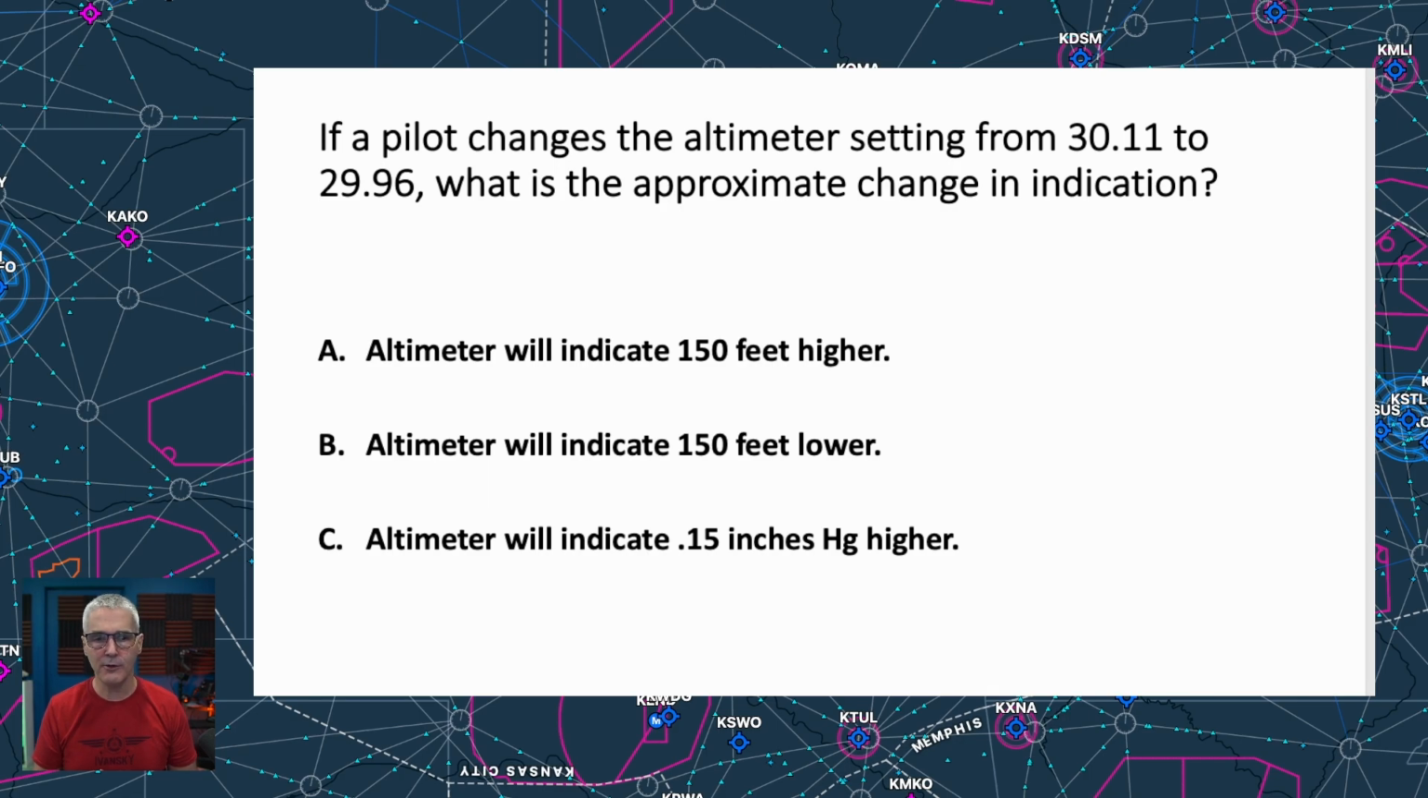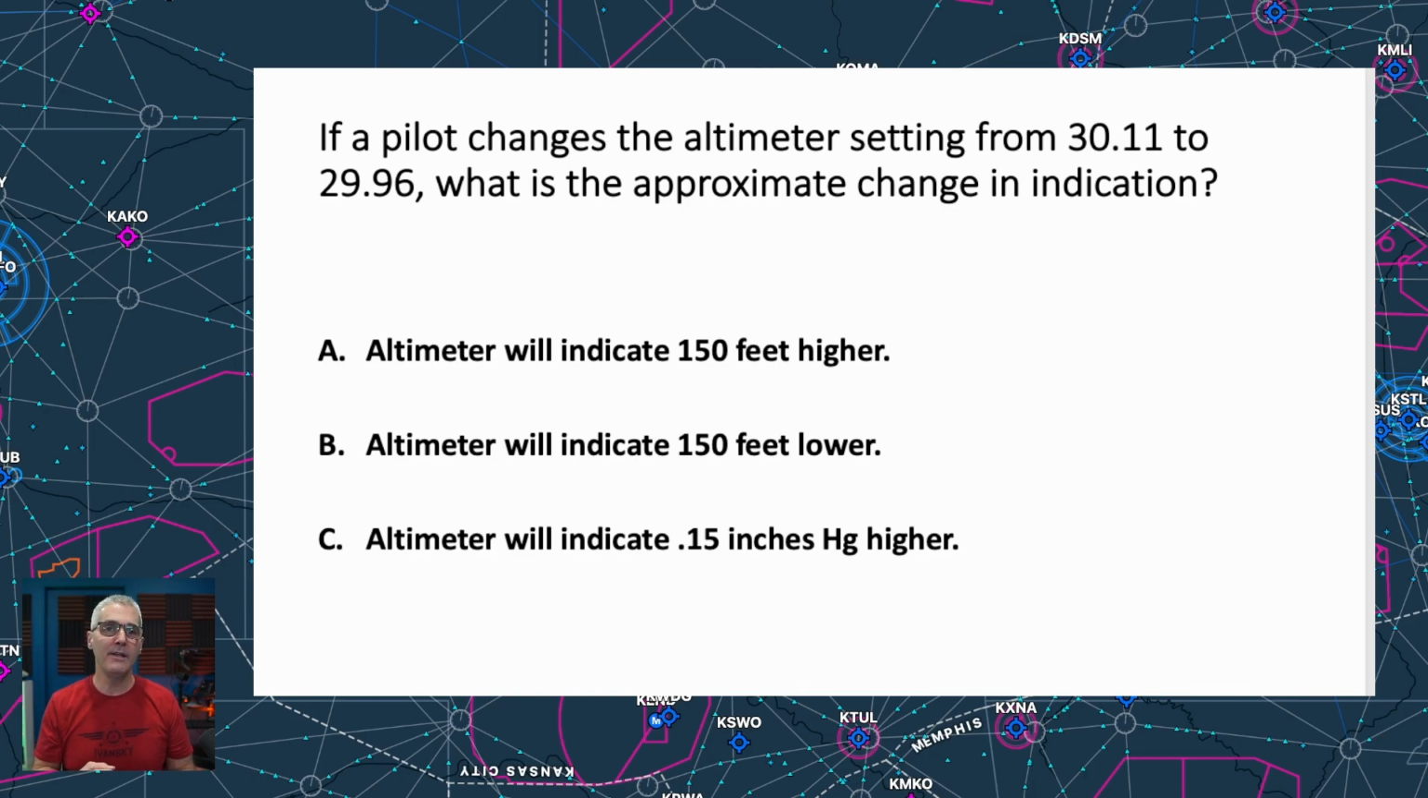If a pilot changes the altimeter setting from 30.11 to 29.96, what is the approximate change in indication? What you need to know here is that when you adjust the setting, if you go from a lower pressure to a higher pressure, the indicated altitude will increase. If you decrease the pressure setting, the altimeter indication will decrease. And what you're going to do is subtract 29.96 from 30.11, and you're going to get 0.15.